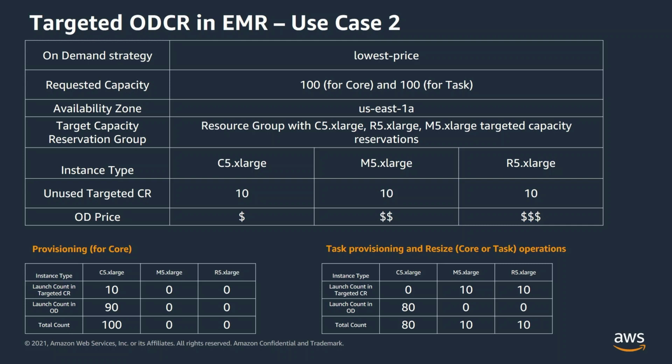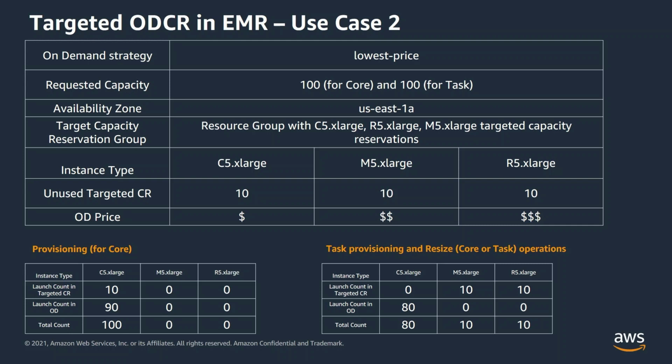So in this case, EMR will launch 10 M5 extra large using its unused targeted ODCR, followed by 10 R5 extra large using its unused targeted ODCRs. And then it will fill the remaining part of the task nodes using on-demand instances based on the lowest cost. Since C5 extra large is the lowest price and it has greater than or equal to 80 on-demand instances available in US East 1A, it uses 80 on-demand C5 extra large instances after it uses 10 and 10 from the M5 and the R5.